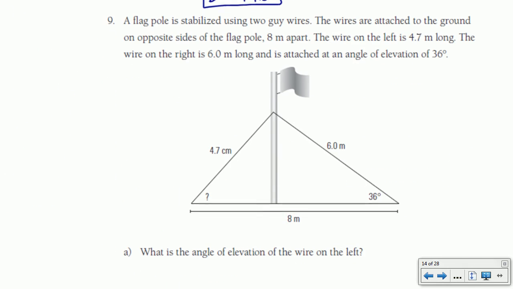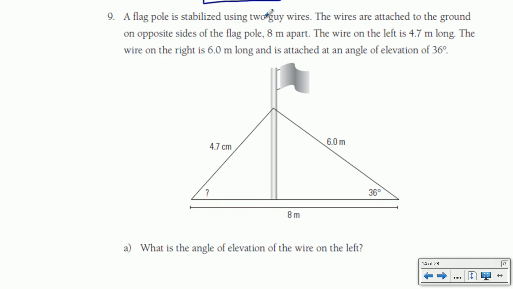Moving on to question number 9. The flagpole is stabilized using 2 guy wires. The wires are attached to the ground on opposite sides of the flagpole, 8 meters apart. The wire on the left is 4.7 meters long, and the wire on the right is 6 meters long, and is attached at an angle of elevation of 36 degrees. So part A, we need to figure out what the angle of elevation of the wire on the left is.